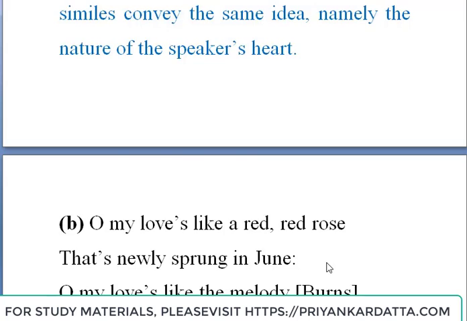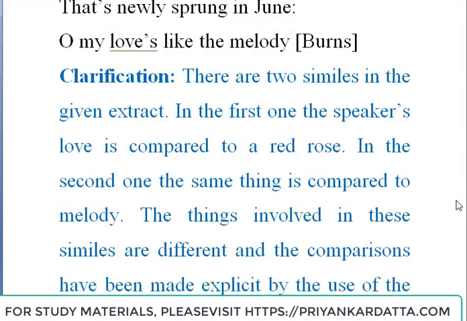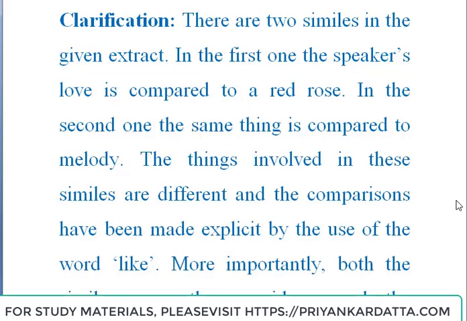Now let us look at another example, and the expression is from a poem by Robert Burns. "Oh, my love's like a red, red rose that's newly sprung in June. Oh, my love's like the melody." Now, if you are told to clarify the use of sustained simile in the given expression, you will have to write in this way. There are two similes in the given extract. In the first one, the speaker's love is compared to a red rose. In the second one, the same thing is compared to melody.